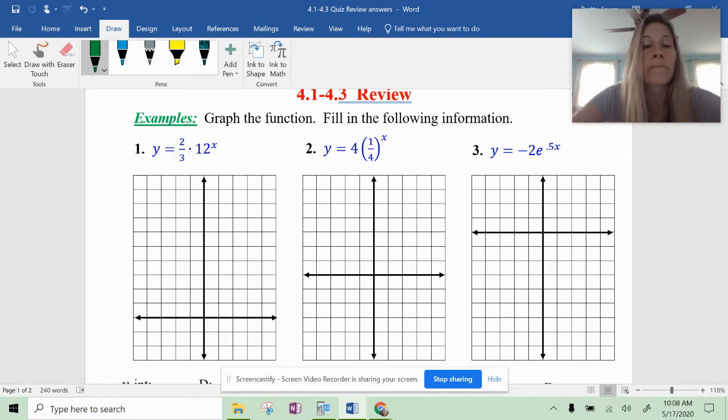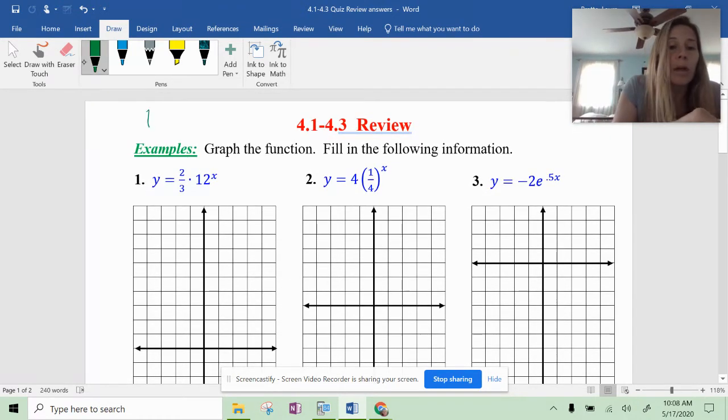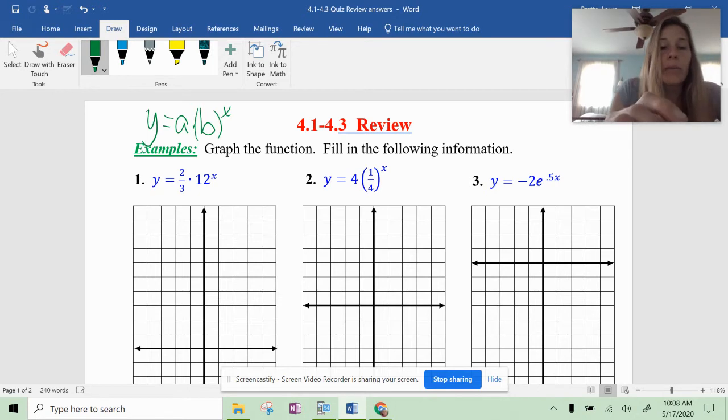So if you remember the basic formula for exponential growth and decay, it's a times b raised to the x. Now the big thing is if that factor here, that b value, is greater than 1, that's when you know it's growth. And if the b value was less than 1, but still positive, then it would be decay. And the a value always has to be positive.